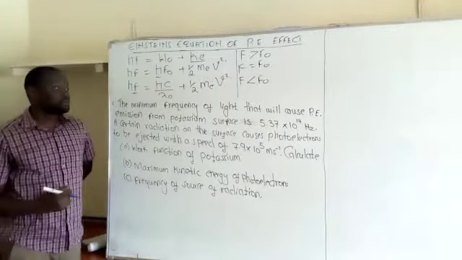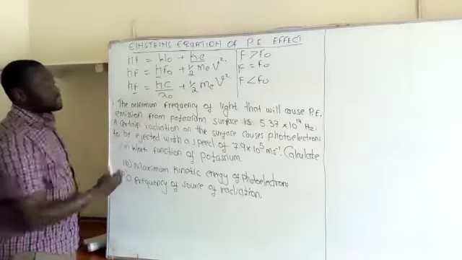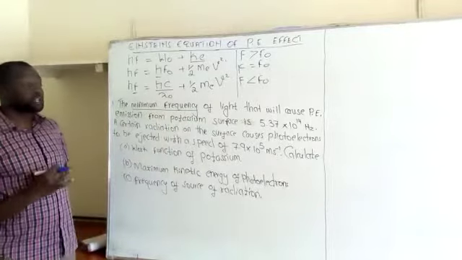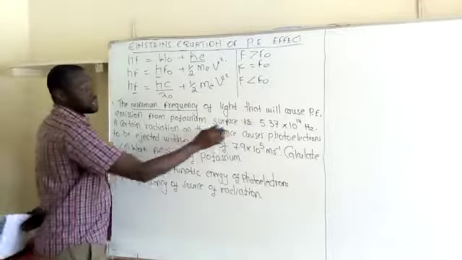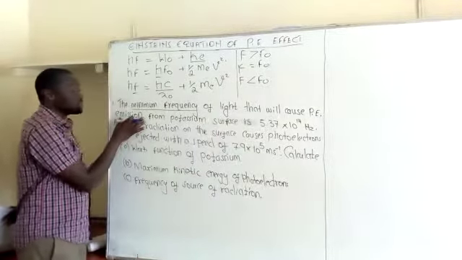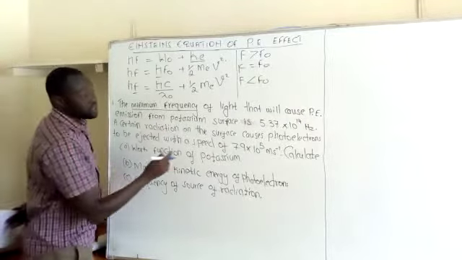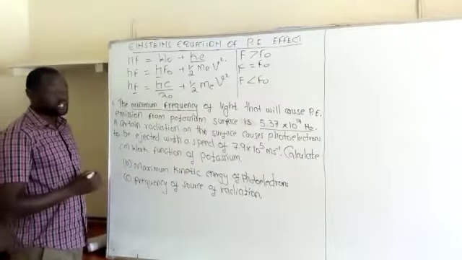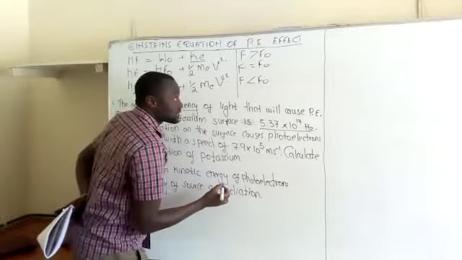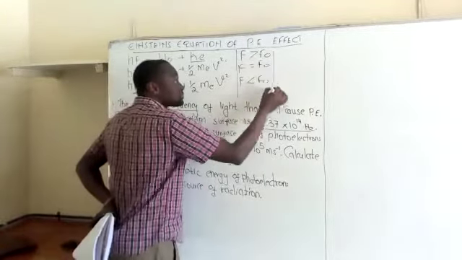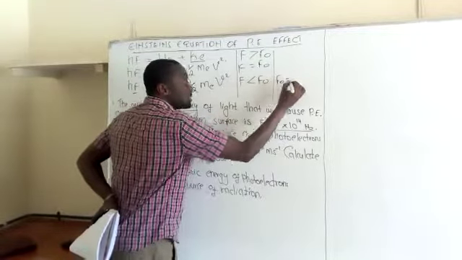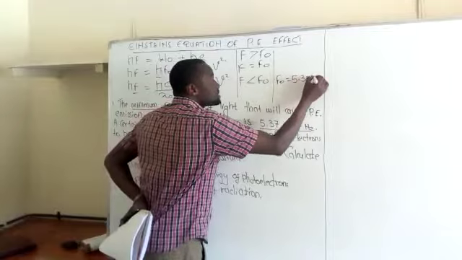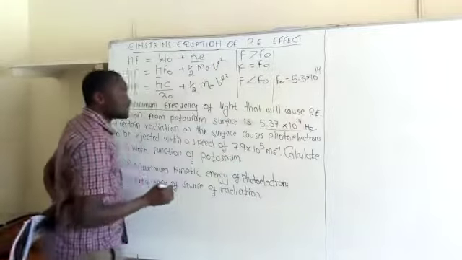Let's look at an example here. The minimum frequency of light, that means the threshold frequency, that will cause photoelectric emission from a potassium surface, is 5.3 times 10 to the power 14 hertz. So you can immediately pick out that the threshold frequency is 5.3 times 10 to the power 14 hertz.